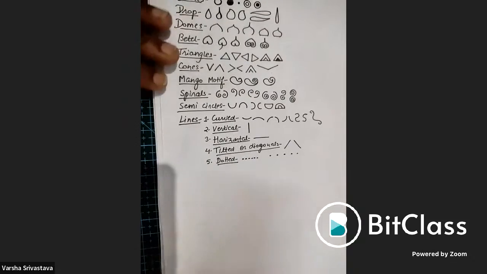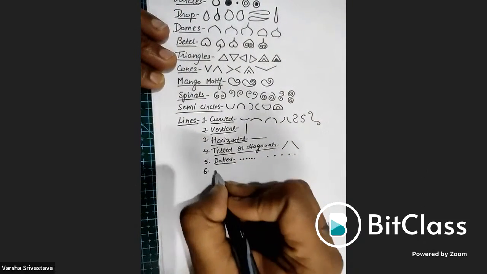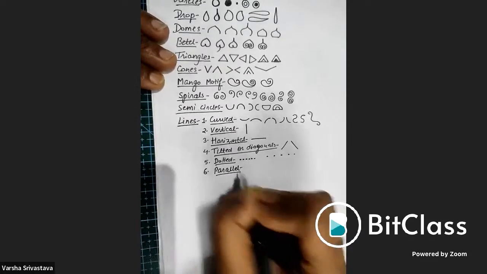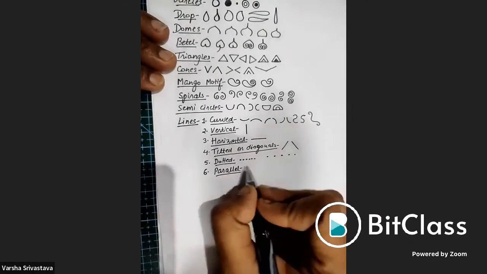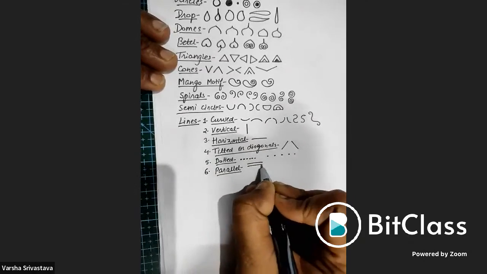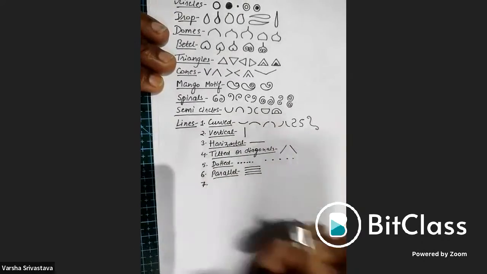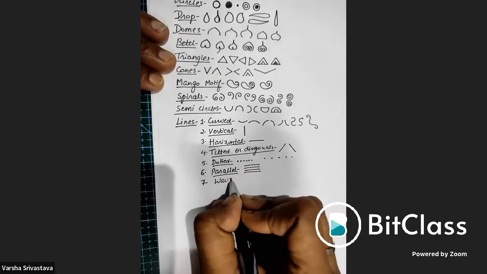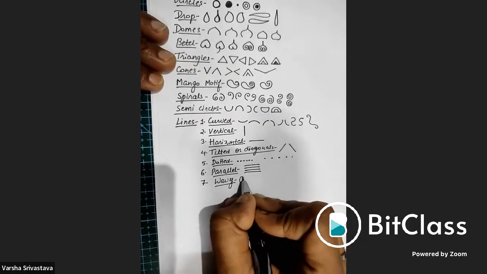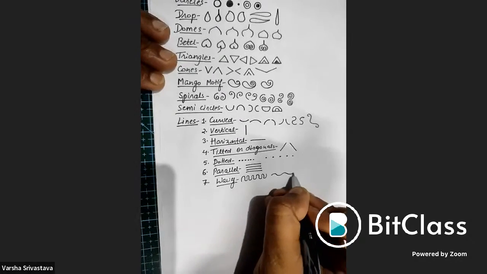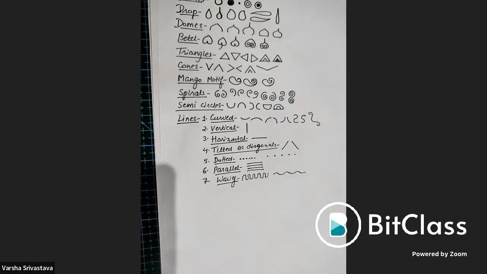Okay. Sixth one is the parallel lines. Parallel lines are the lines which do not intersect each other. So parallel lines are like this. And seventh or the last one is the wavy lines or waves. And then I'm making the high waves and low waves. These are the high waves and low waves. Now we are done with the basic shapes.